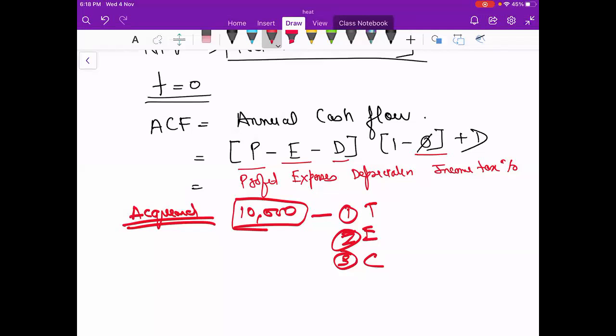So simply this is the actual annual cash flow for that company every year: (P minus E minus D)(1 minus t) plus D. So this is the annual cash flow, that is, profit minus expenses minus depreciation, times income tax factor, plus D. This is the thing we are getting.